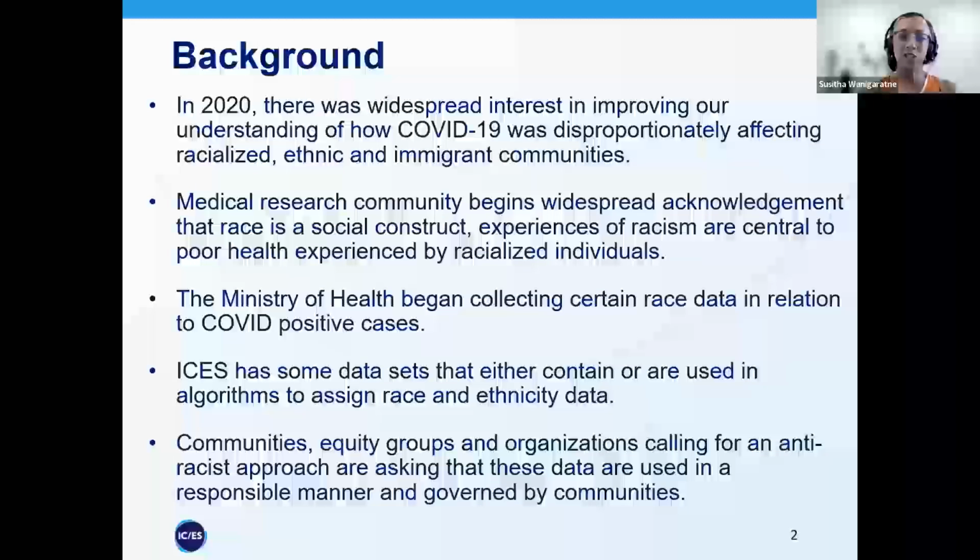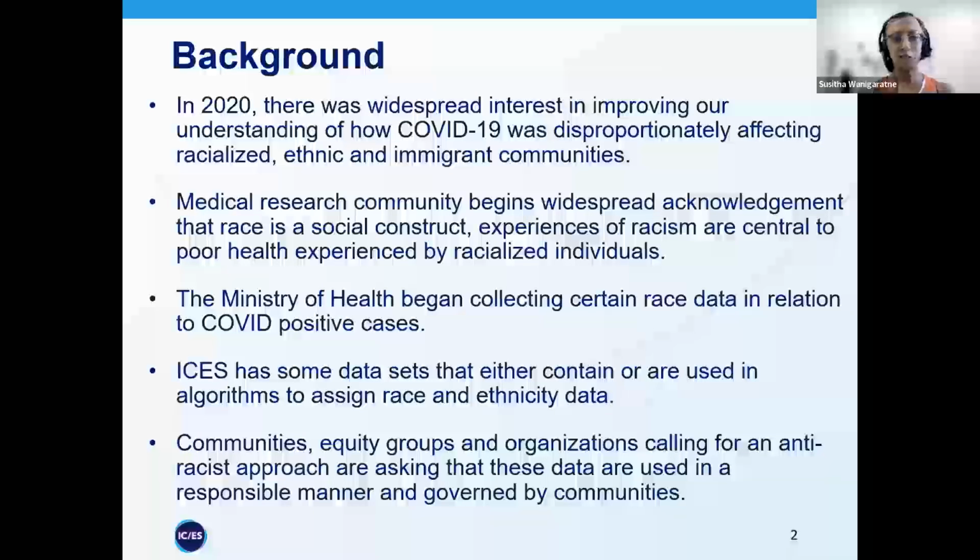So basically, these findings and news stories sparked a really widespread interest in better understanding what was happening in these communities and about these studies. And very much related to this, the medical research community simultaneously began a reckoning, I think is probably a good description for it, about how race and ethnicity data are understood in health research. Many health experts currently say there's still lots of work to do in this area, but it has really become more widely accepted that race is a social construct and that experiences of racism are really central to the poor health experience of racialized people.